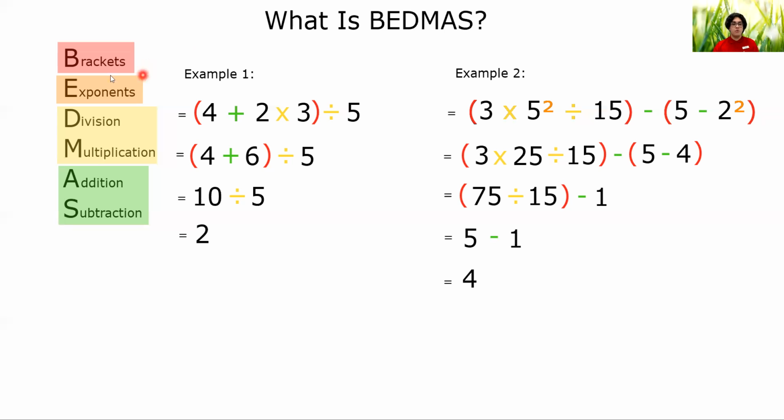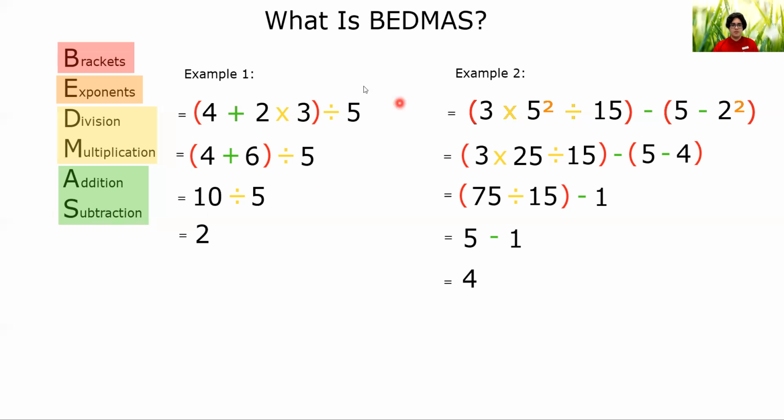After that, we look at exponents, which I have here in orange. They're the little superscripts that you see above numbers. Next, we have division and multiplication. These are both in yellow because we solve whichever comes first in the equation. And then finally, addition and subtraction is solved last. And once again, whichever comes first, we will solve first.